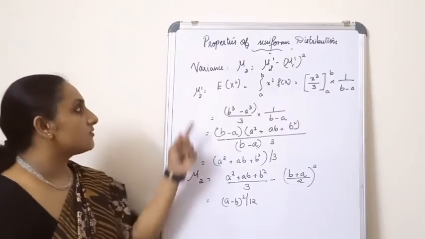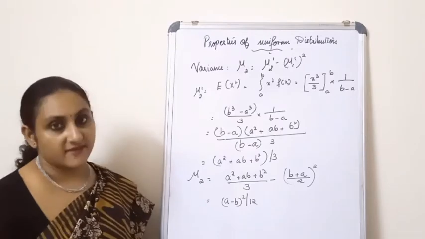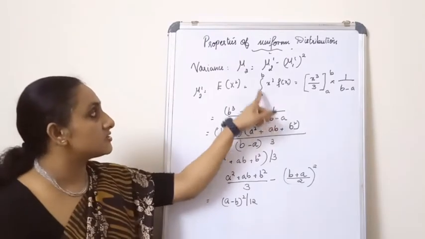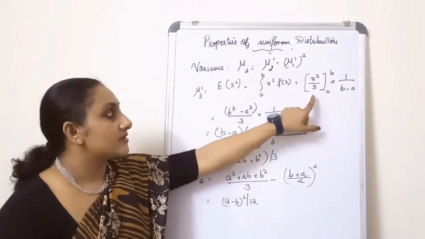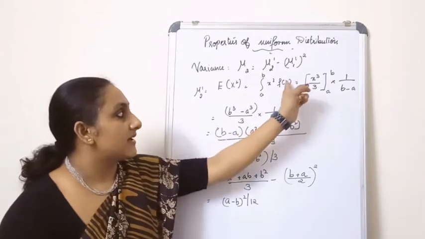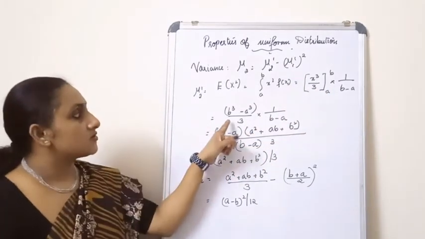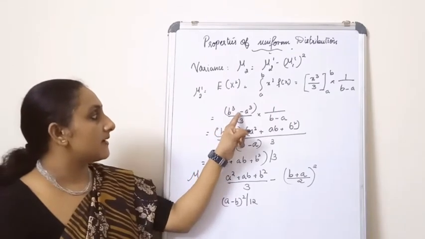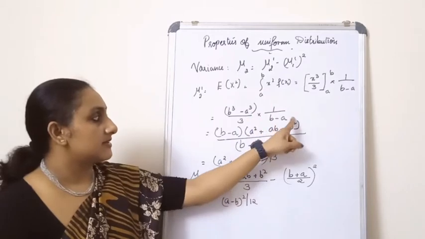For the time being, consider what mu2 dash is. Mu2 dash is equal to expectation of x square, which is equal to the integral from a to b of x square f of x. When you integrate this, what will you get? X cube by 3 from a to b multiplied by its density function 1 by b minus a. That is equal to b cube minus a cube divided by 3 into 1 by b minus a.